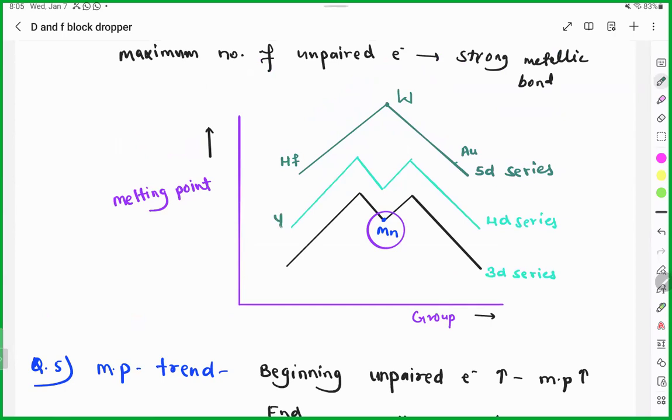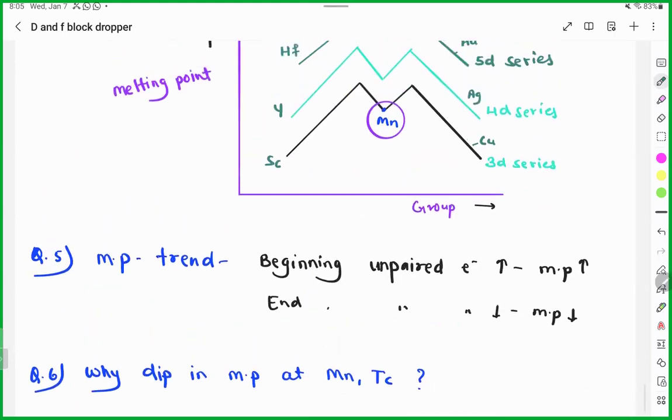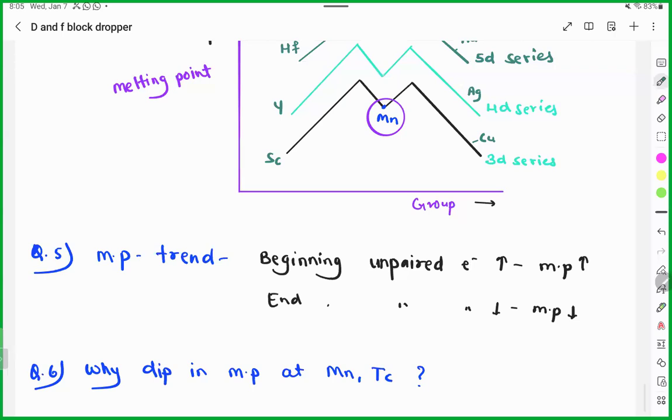Then here it starts from yttrium and goes up to silver and copernicium. Here it is from scandium up to copper. Because in case of zinc, mercury, and copernicium, you don't have unpaired electrons, so it's extremely low. Correct. Point is, why is there a dip in case of manganese? The same thing you can apply to technetium, Tc.